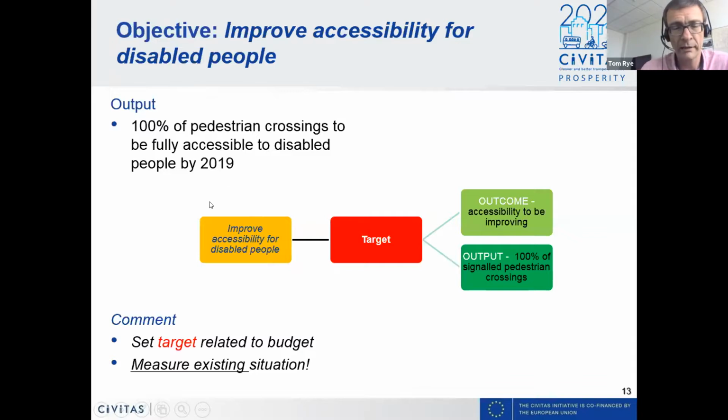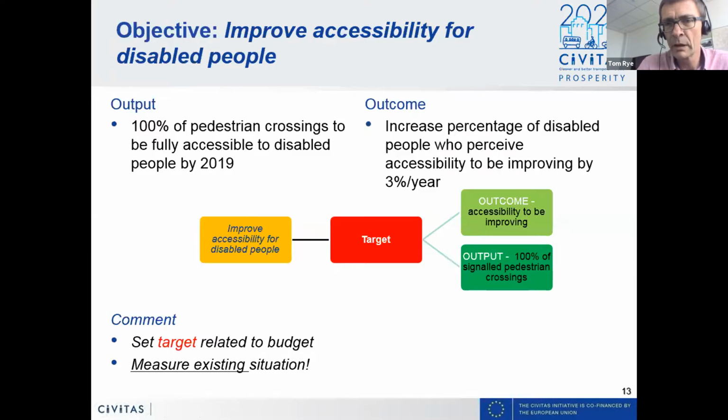And I would hazard a guess that many cities don't actually know what proportion of their pedestrian crossings is fully accessible to disabled people at the moment. So that requires some kind of survey. Another option, outcome. This one is the suggestion, by the way, these are just suggestions on my part. Increase the percentage of disabled people who perceive accessibility to be improving by 3% per year.